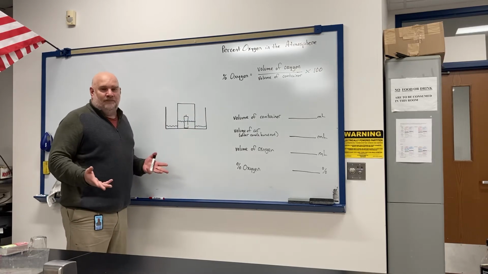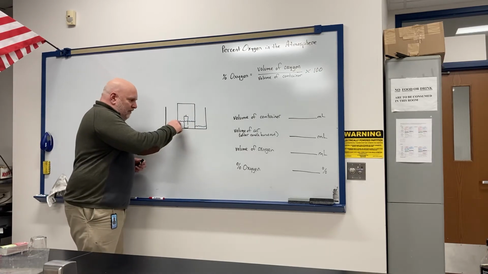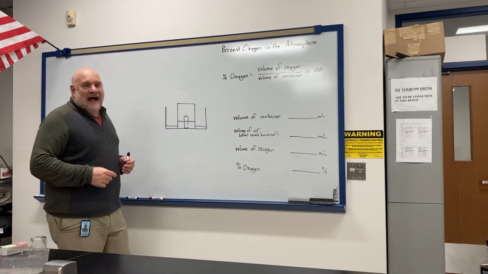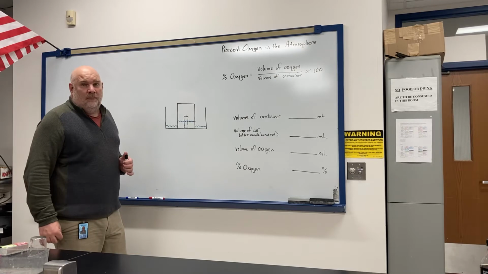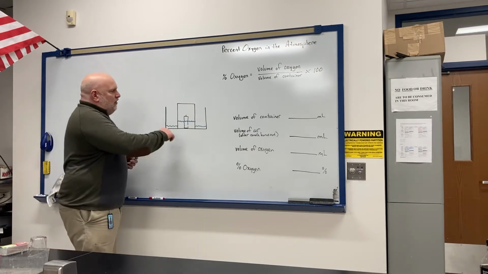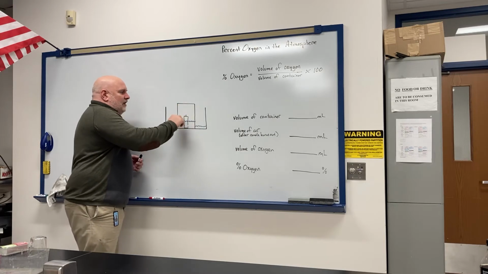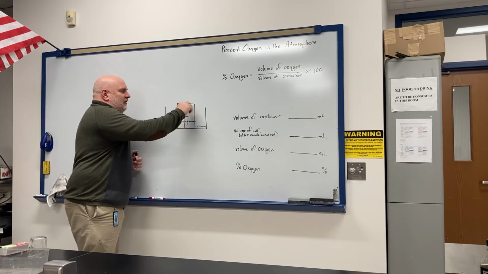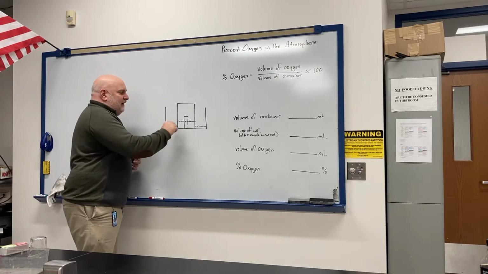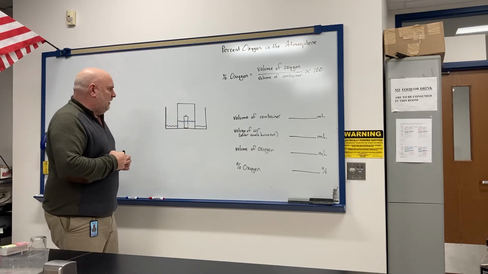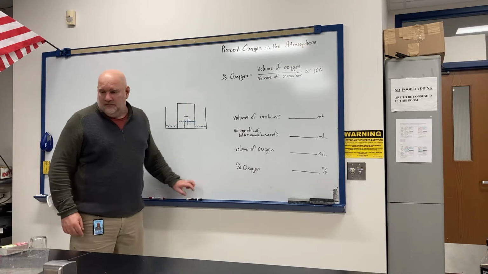And nitrogen doesn't burn. The volume that's now water is the amount of oxygen that was in that beaker at one point. So if I know how much air was in the beaker initially, and I can measure how much air is left in the beaker now, I can use that to figure out how much is oxygen and what the percentage is. So that's what we're going to do here.